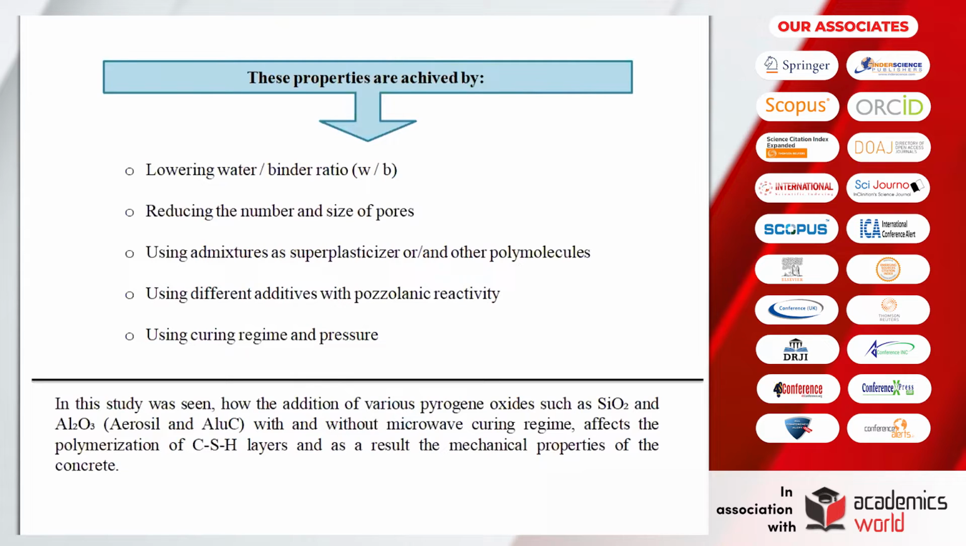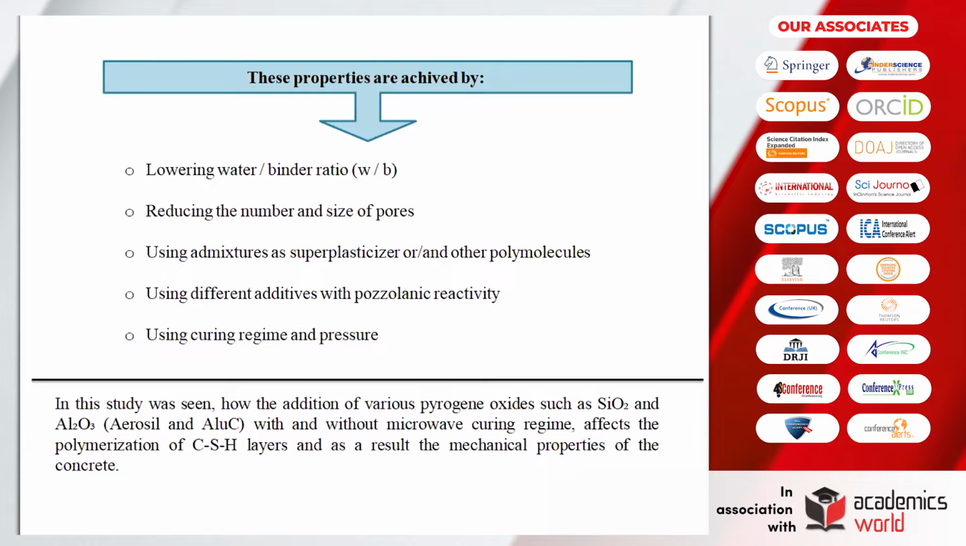Based on various researchers' work, these properties can be achieved by different methods, like lowering the water to binder ratio, reducing the number and size of pores to 5 nanometers, using mixtures such as superplasticizer or other polymolecules, which help to lower the water in the matrix of the concrete. Something else is using different additives with pozzolanic reactivity, using a curing regime and pressure.